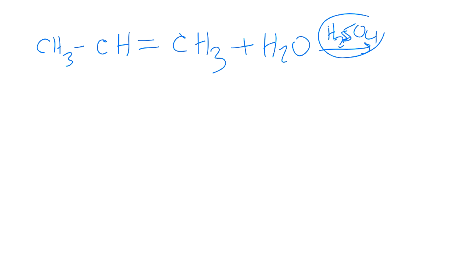So what's going to happen here? H2SO4 plus H2O. This is going to act as an acid-base reaction. It's going to generate H3O plus and HSO4 minus. That's the acid dissociation. So we are going to get the H3O plus here. H3O plus is acting as electrophile. The electrophile is going to attack one of these two choices, carbon 1 or carbon 2.